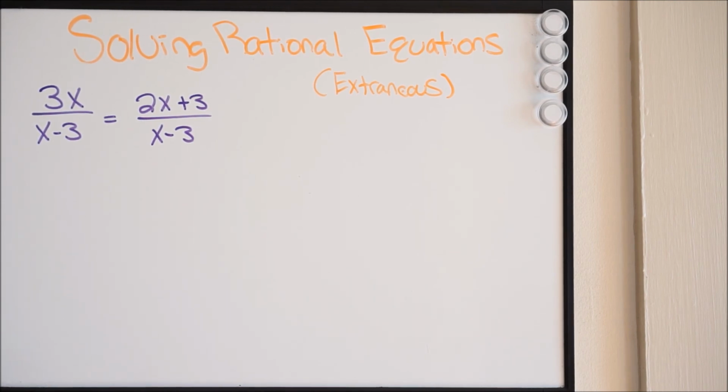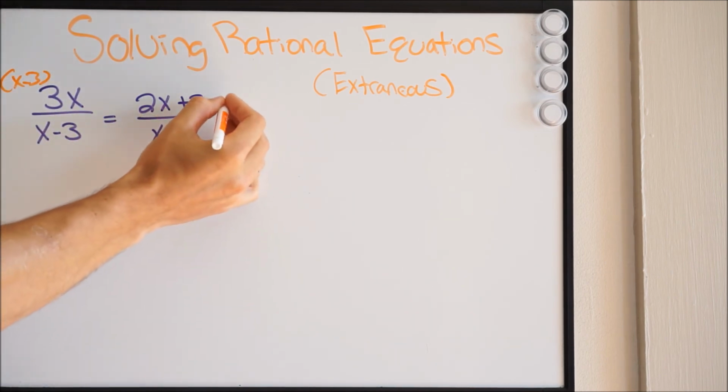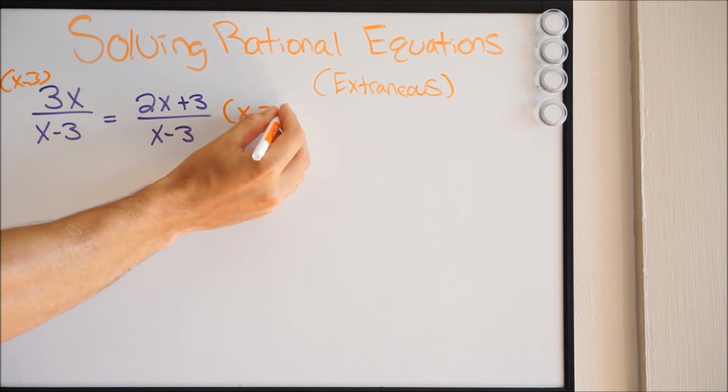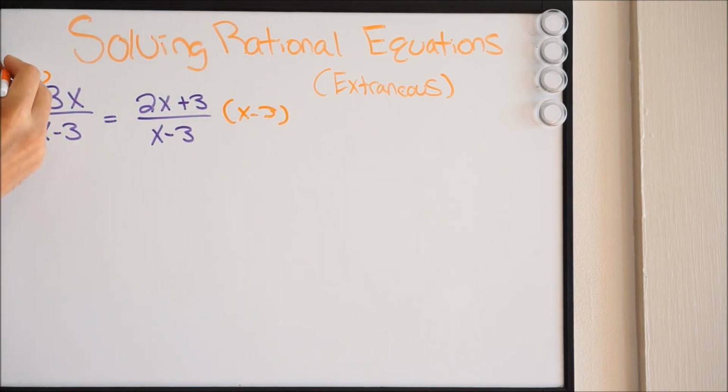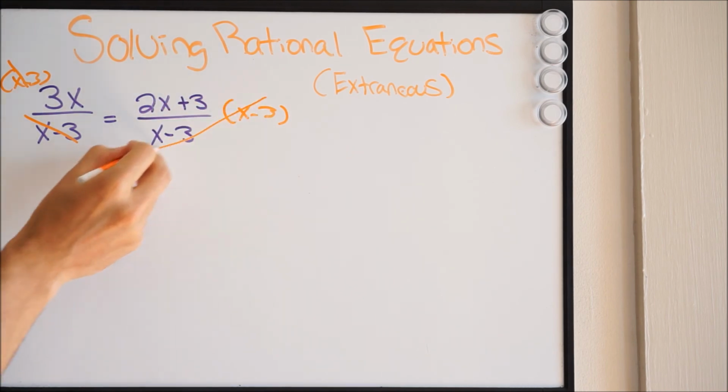Alright, so here we go. We have our rational equation set up, so let's go about determining how we're going to solve this. Notice on my denominator here, I have both x minus 3 and x minus 3. So an easy move here would be to multiply both sides by x minus 3. When I do that, x minus 3 and x minus 3 naturally cancel out, top and bottom, same thing.